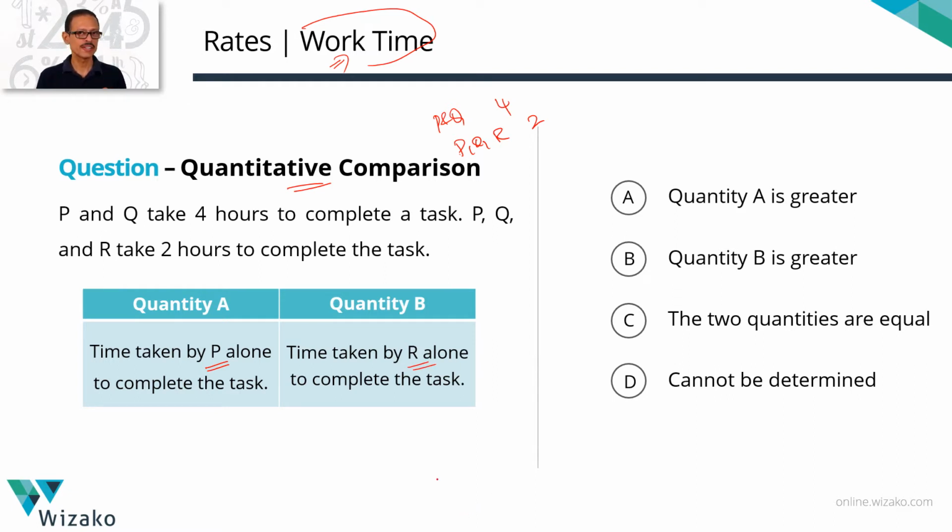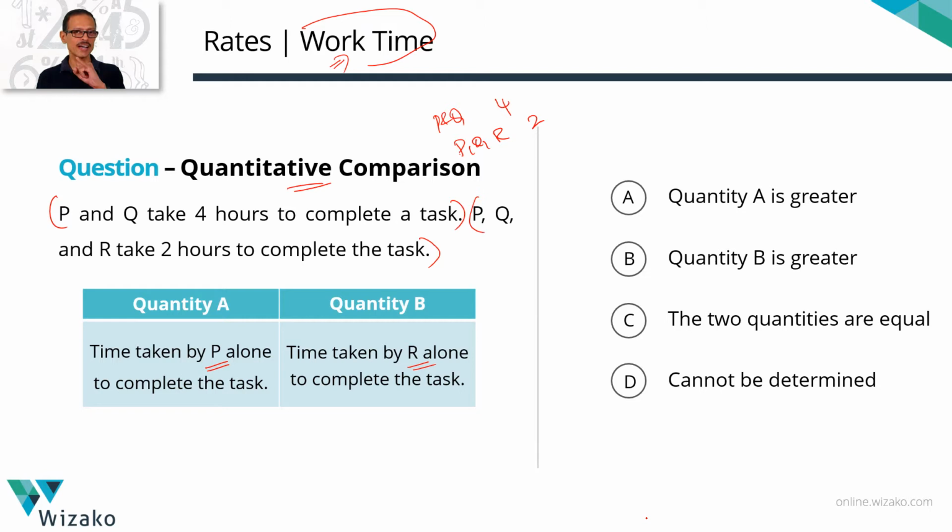What's the approach we're going to take? We'll frame an equation for the first statement. We'll frame one more equation from the second statement. We'll solve these two equations and see if we can get a value for the time taken by P alone to complete the task and the time taken by R alone. Then let's compare the two if we have values for that. Accordingly, if A is greater, we'll go with choice A. If B is greater, we'll go with choice B. If they're equal, we'll go with C. If the comparison is not possible, if the data is not available, we'll go with D.